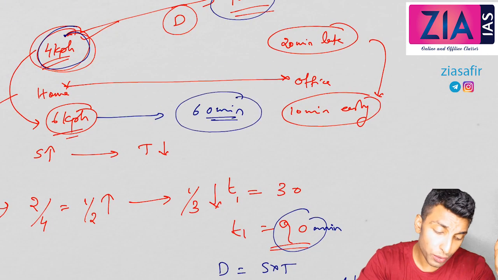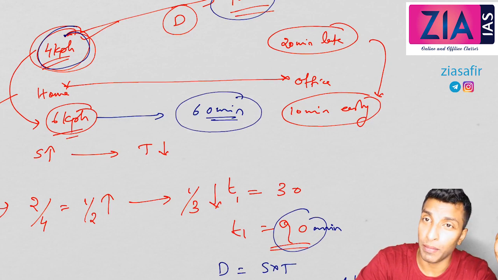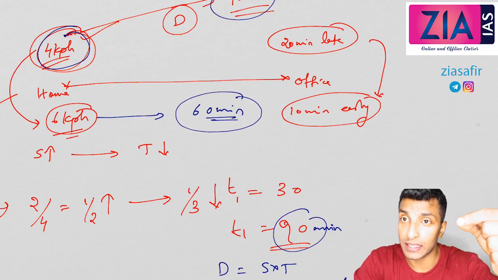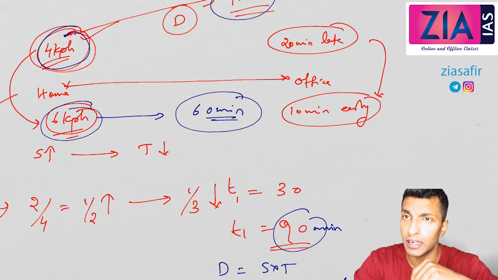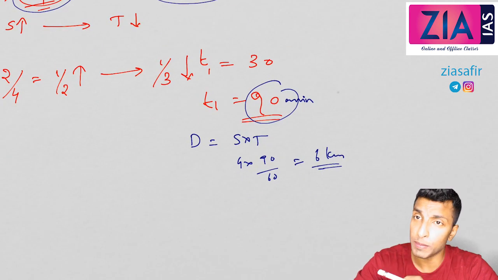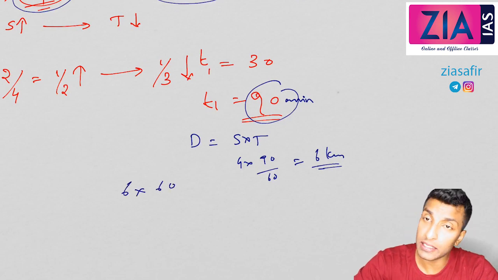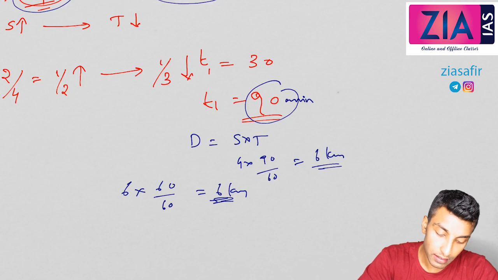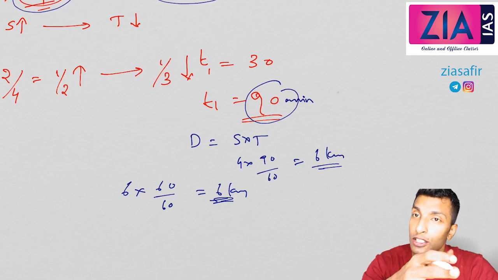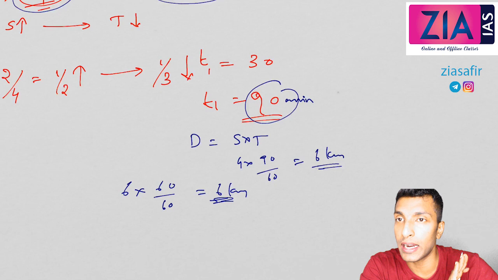Now I'm telling you, there is no need to find this time. But since I have told you the first one is 90, I can get the second one also, that is 60, because 30 minutes is the difference. Now you can find distance by using this also if you wish. It will be the same, right? 6 into 60 by 60, you will get 6 km, because distance is constant in both cases. So distance you are getting constant.